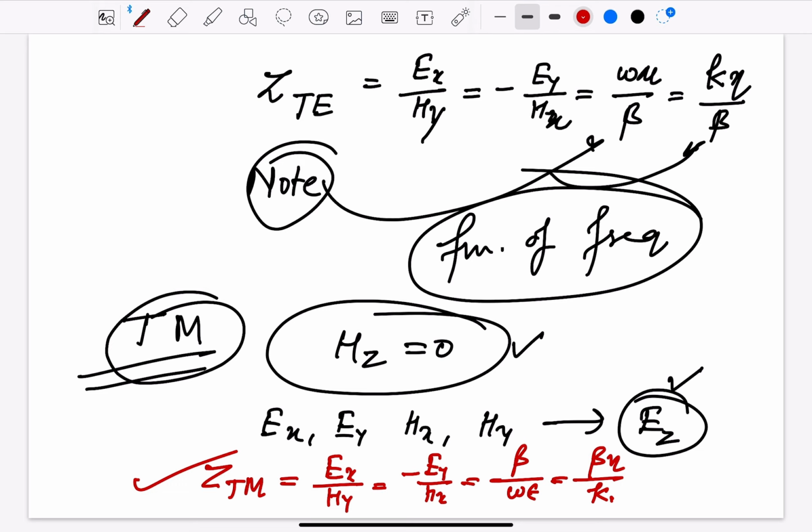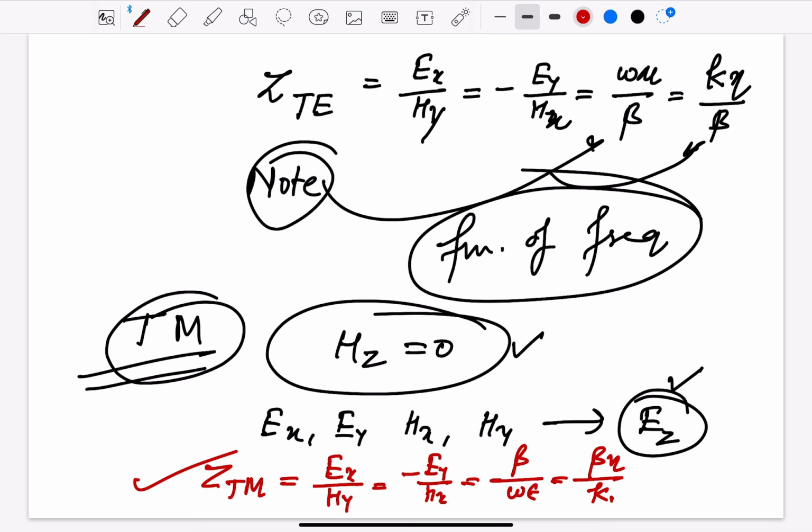So this is all about the TE, TM and TEM modes. Hopefully these things are clear to you. Whatever equations we got for Ex, Ey, Hx and Hy could be coded in MATLAB, and you can see how these things vary.